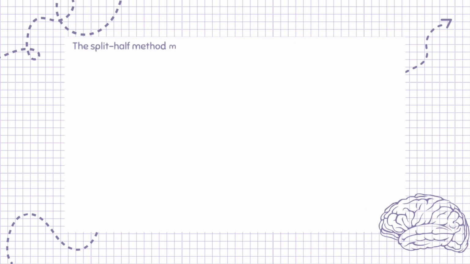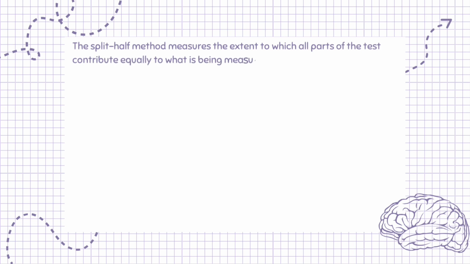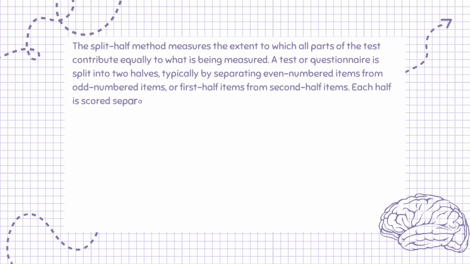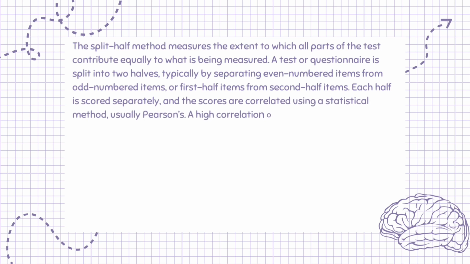The split-half method measures the extent to which all parts of the test contribute equally to what is being measured. A test or questionnaire is split into two halves, typically by separating even-numbered items from odd-numbered items, or first-half items from second-half items. Each half is scored separately, and the scores are correlated using a statistical method, usually Pearson's. A high correlation of between 0.7 and 0.9 suggests that the test or questionnaire has good reliability.